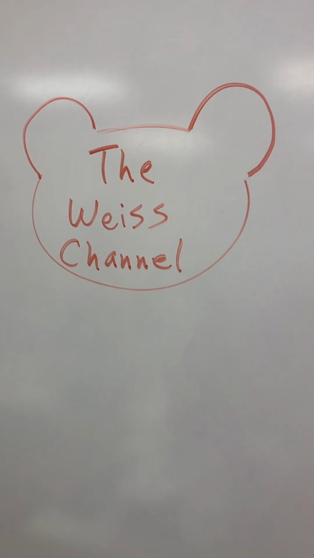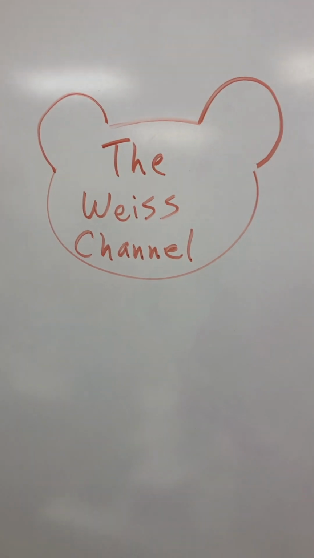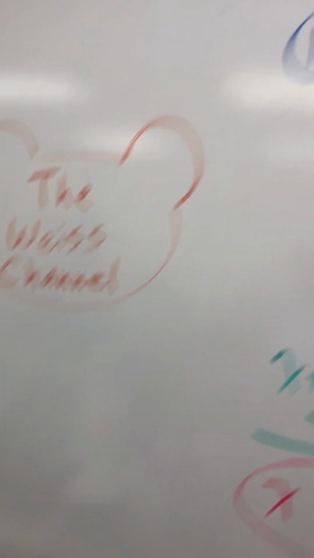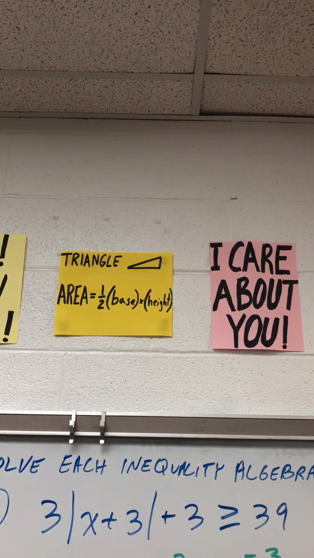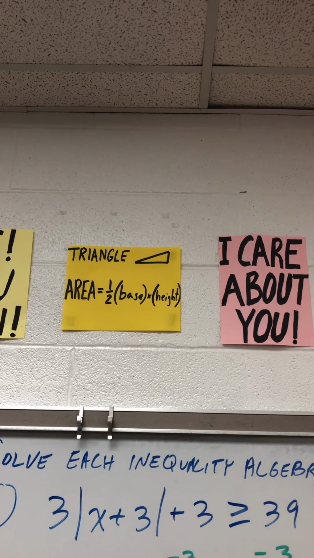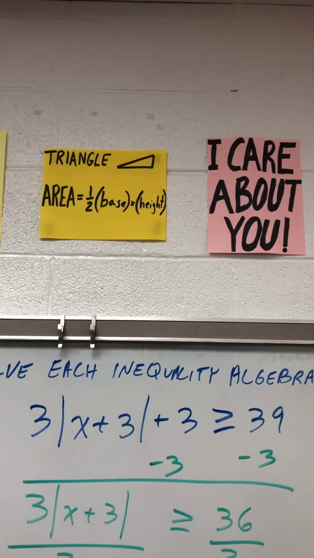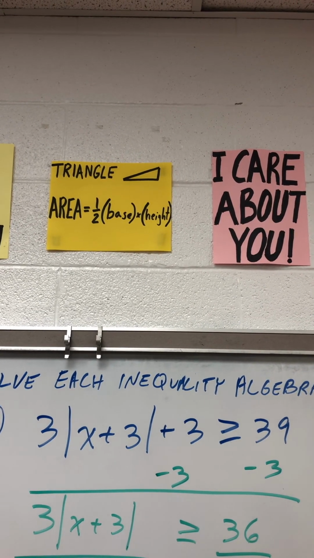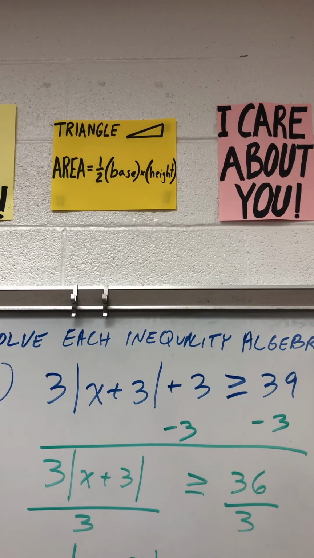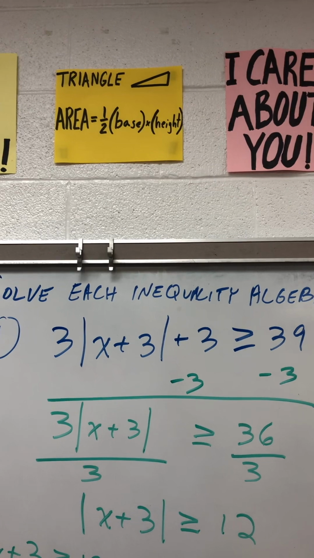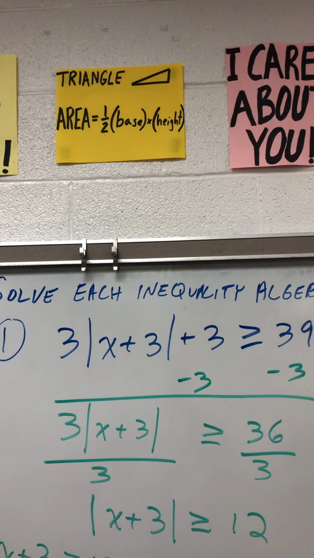Today, this is absolute value inequalities 2, an extension of absolute value inequalities. Because first, we have to solve for the inequality. We got to get the absolute value by itself, meaning I'm going to subtract 3 from both sides first. Then I'm going to get 3 times absolute value of x plus 3 greater than or equal to 36. Now I divide by 3. I get 12. Now this is what we did in part 1 of absolute value inequalities.